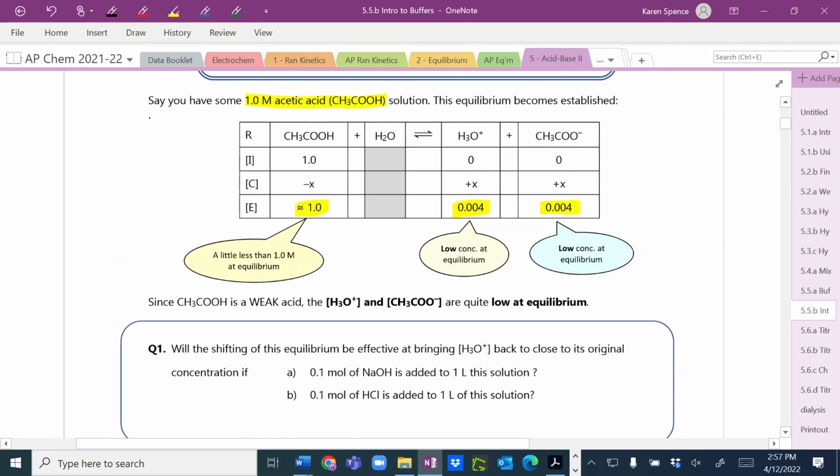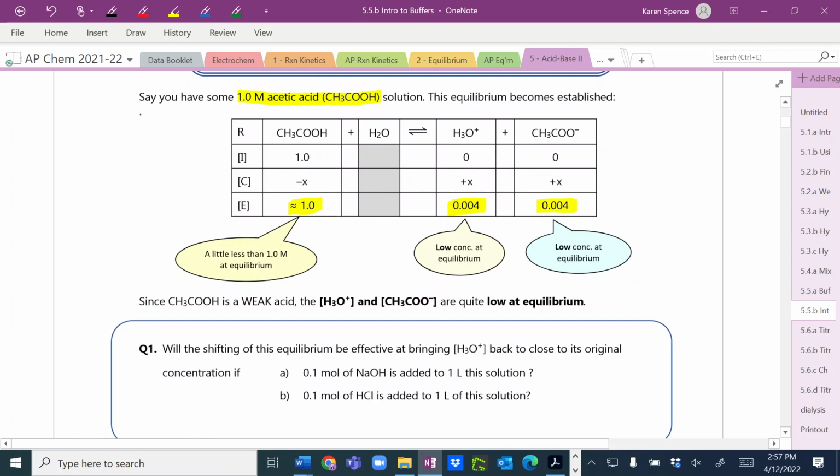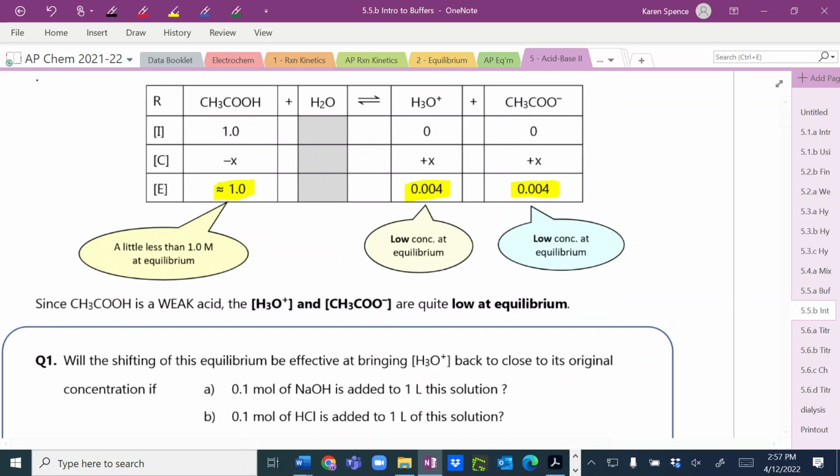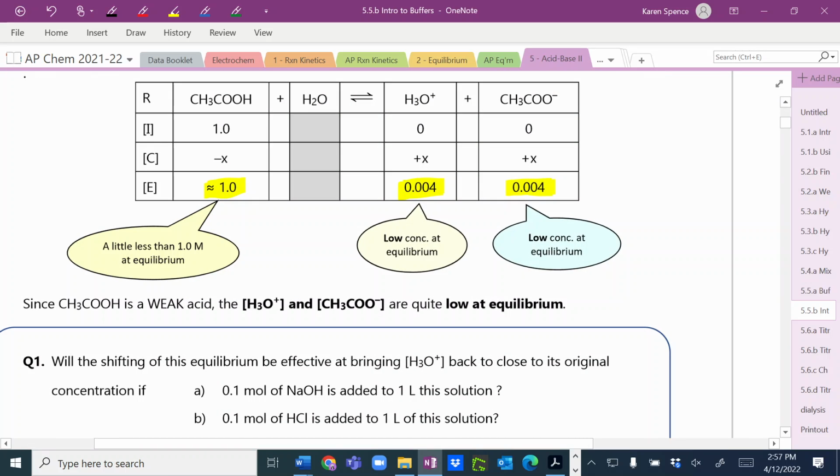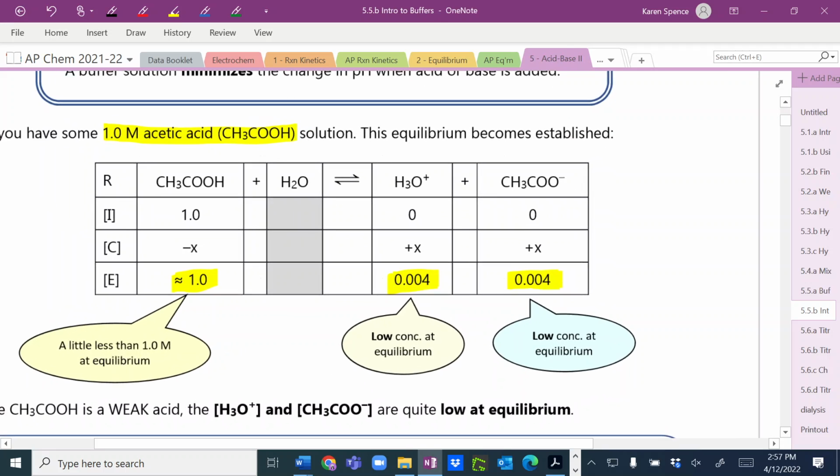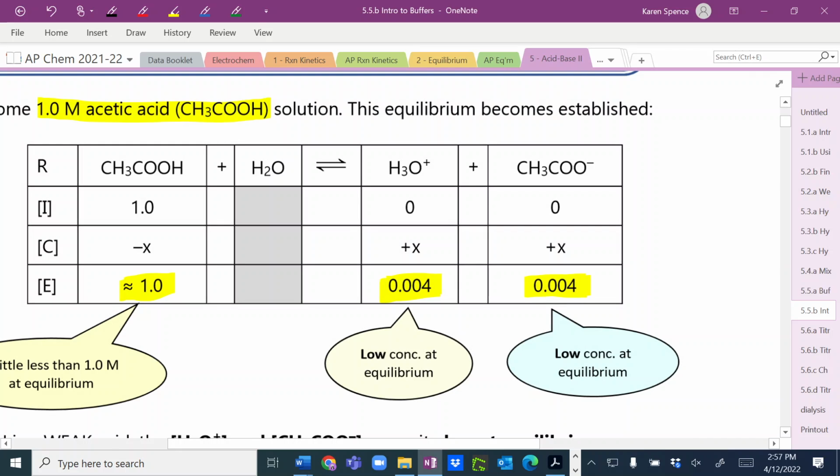So, will this equilibrium be effective in bringing H3O+ back to close to its original concentration if we add 0.1 moles of NaOH? So if I add NaOH, what will happen to this equilibrium? It's going to shift to the right. So will it bring the hydrogen ion concentration back up, if it shifts to the right?